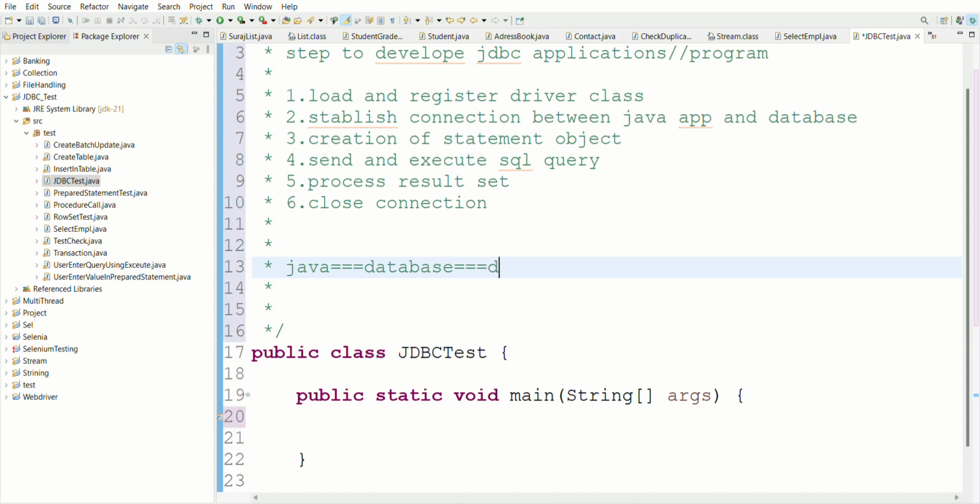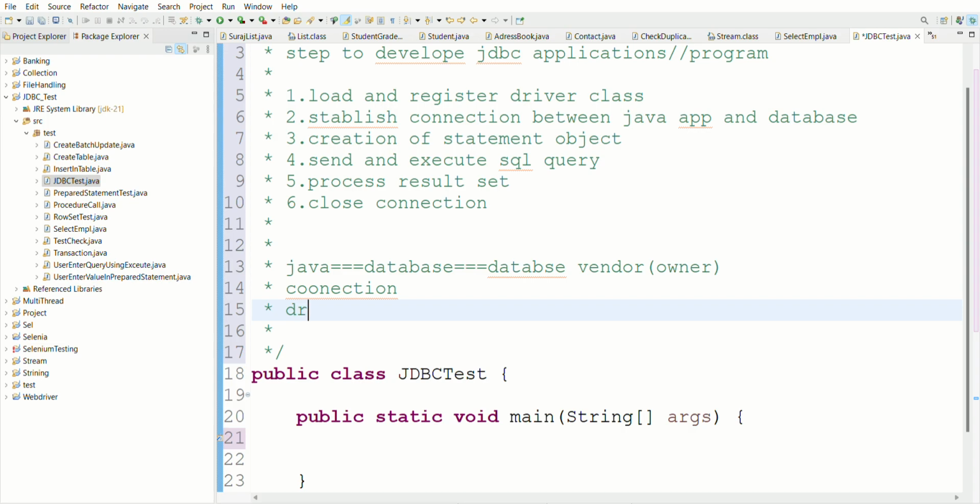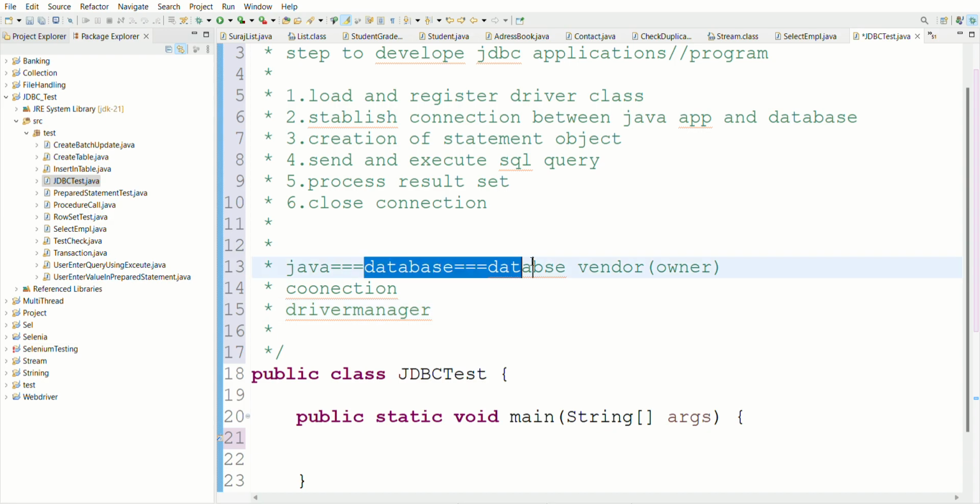The database vendor. Database vendor means database owner. Vendor means owner. As we are using different types of classes and interfaces, like Connection is an interface, and DriverManager is a class, most of the things you will see are given by the database company owner, who has given all the implementation.